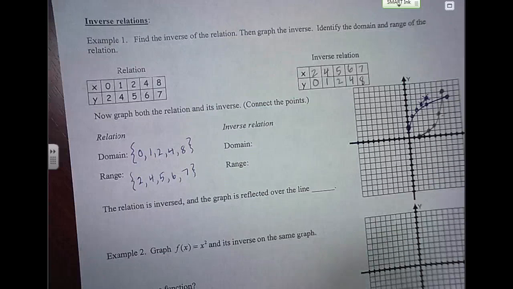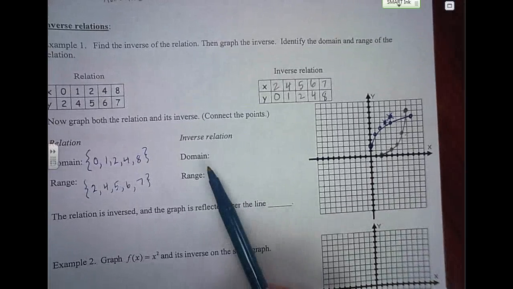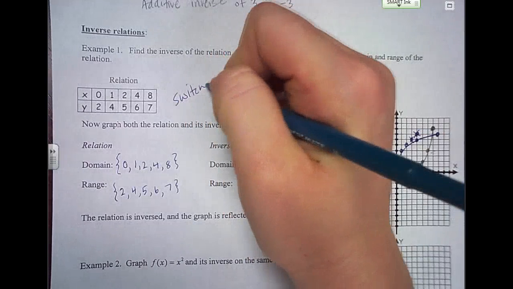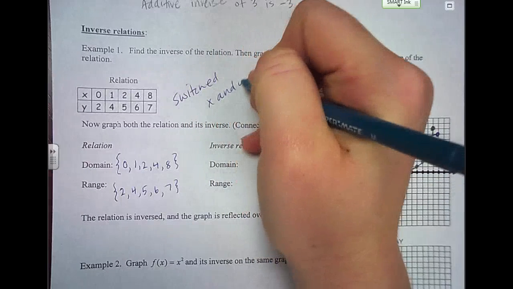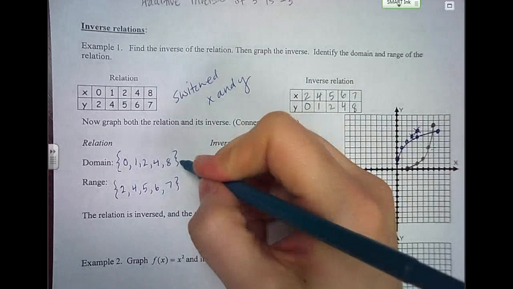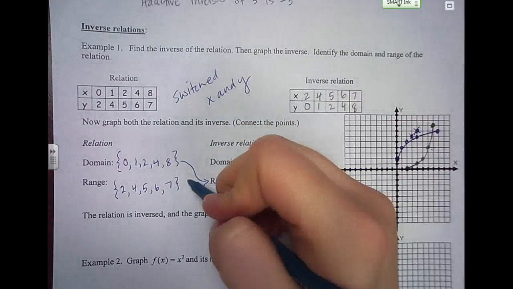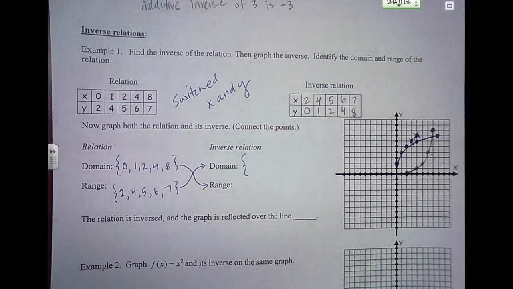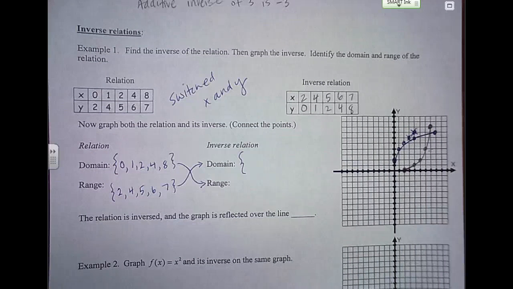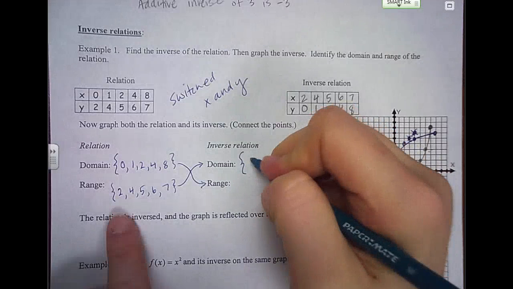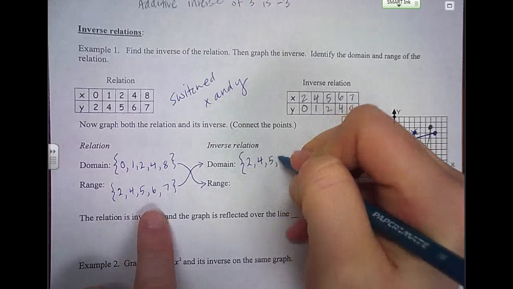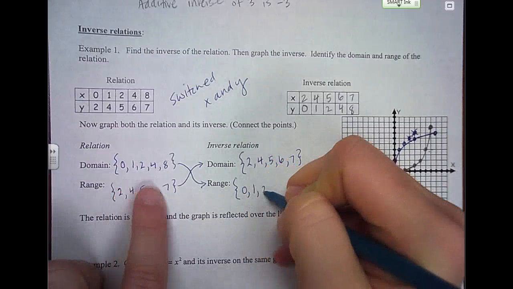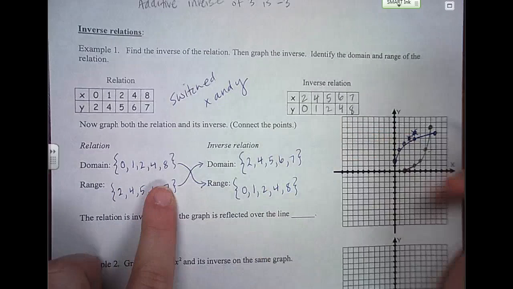Okay, now for the inverse relation, things just switch. Just like to get to here, you want to make yourself a note: we switched x and y. So the same thing happens with domain and range. The domain here becomes the range, and the range becomes the domain. So for the domain, our x values are 2, 4, 5, 6, and 7. And our range is 0, 1, 2, 4, and 8.